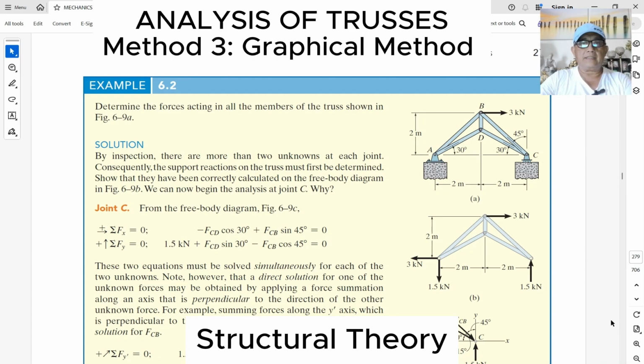Determine the forces acting in all the members of the truss shown in the figure. So we have the method of joints and method of sections that we can use to solve the forces acting in all the members of this truss. But let us use the third method, and that is the graphical method. And we'll be using AutoCAD for this one. So I have sketched this one in AutoCAD.